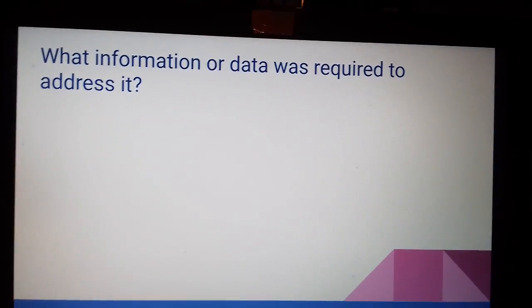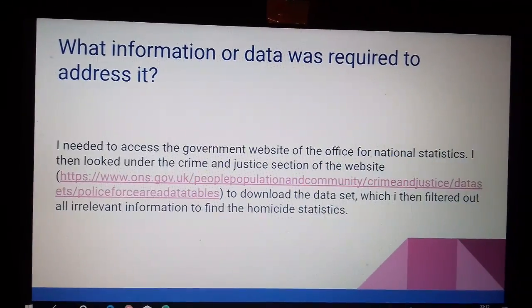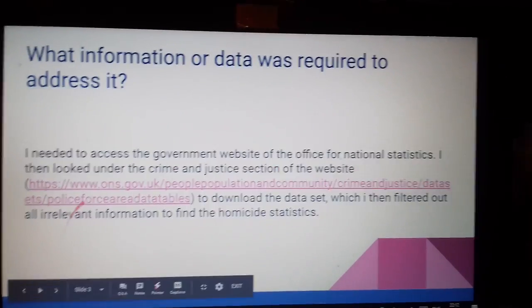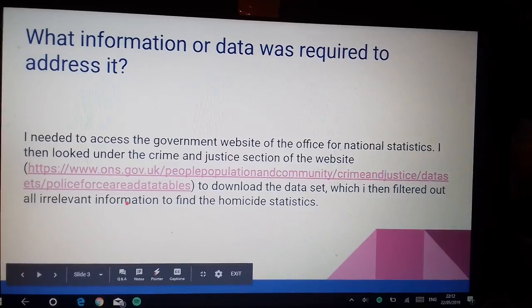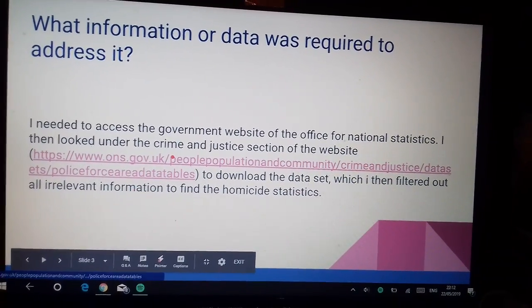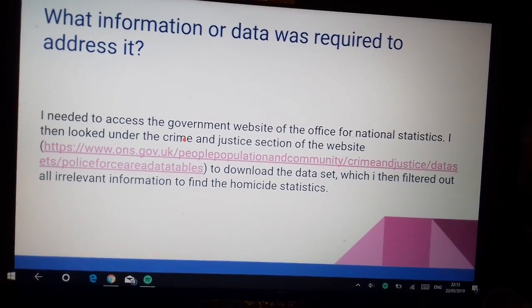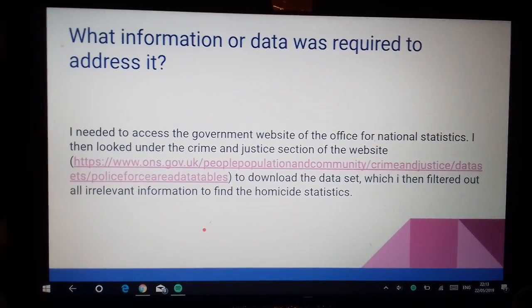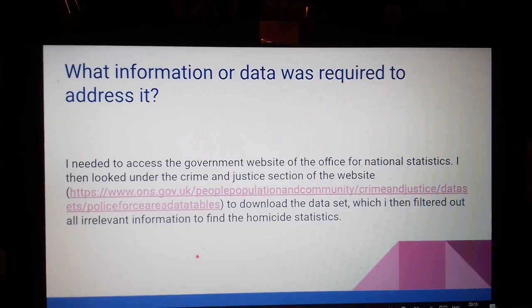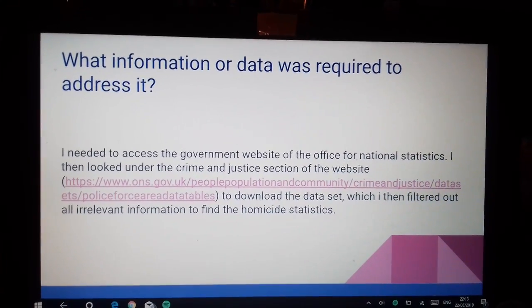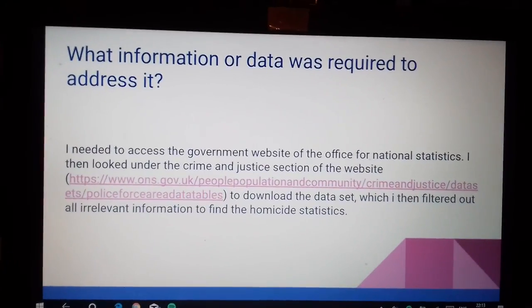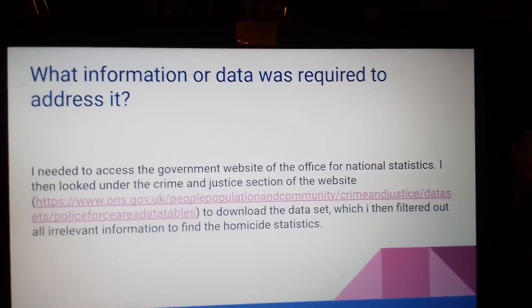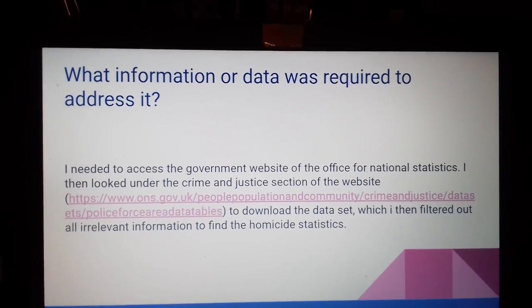What information or data was required to address it? So I needed to go to this website here. It's a government website. I went to the Crime and Justice section, where I downloaded the data set. I then applied a filter on Excel, which allowed me to modify it so I could easily find the correct data that I wanted, and not just data for every single crime committed in the UK.